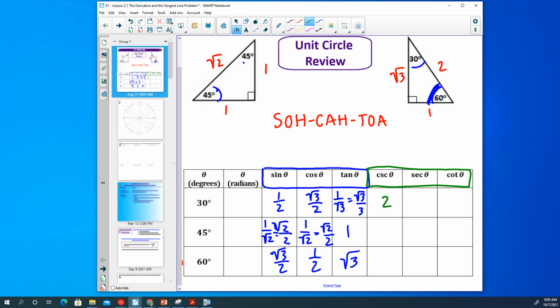Okay, let's go through and do all the cosecant ones. If I take the reciprocal of this, 1 over the square root of 2, I get the square root of 2 over 1, which is just the square root of 2. Now, if I take the reciprocal of this, square root of 3 over 2, I get 2 over the square root of 3. Sometimes they'll leave the answer like that. I was looking at the circuit training, and sometimes they'll leave the answer like that. So you just have to recognize that form or the rationalized form, which would be 2 square root of 3 over 3.